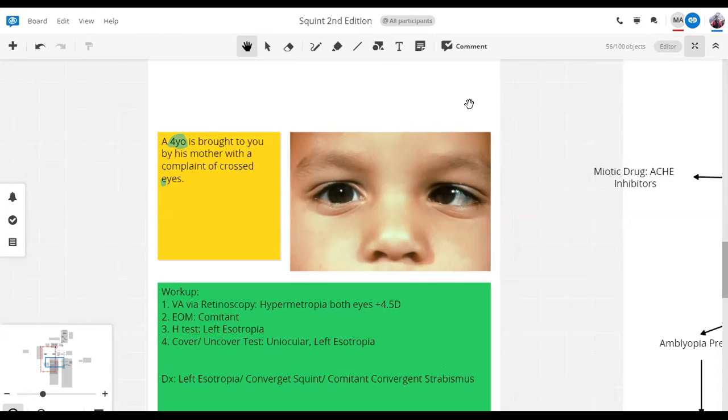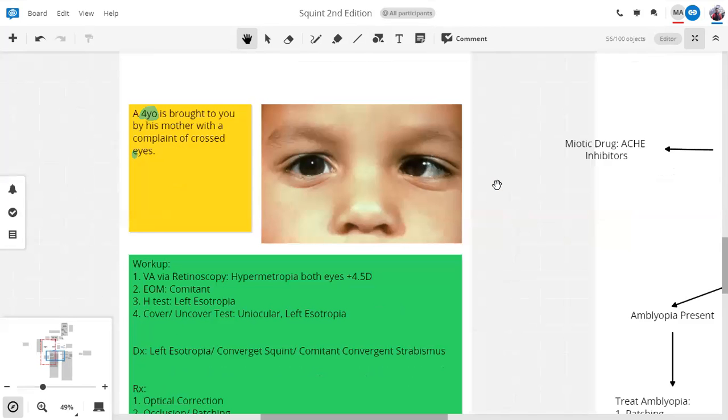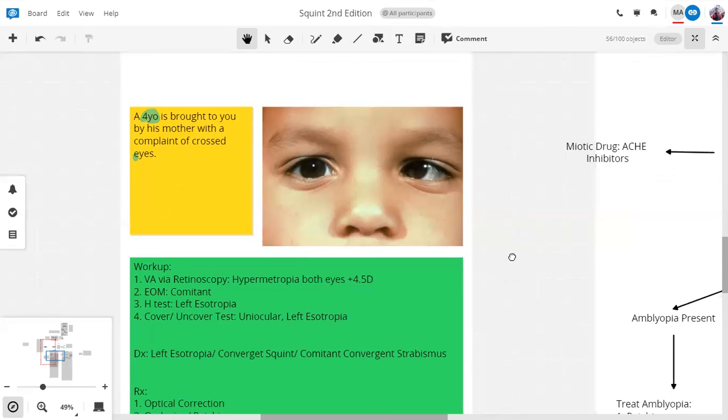Okay? The compliance is very bad because children don't understand why you are playing around with their good eye. Okay? So it's very traumatic for both the child and the parent as well. But it has to be done in order to save vision.